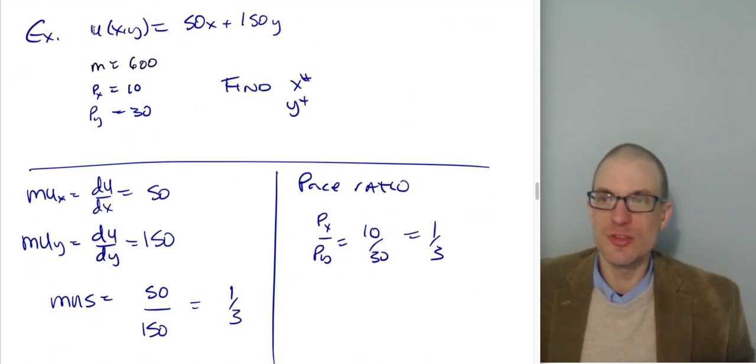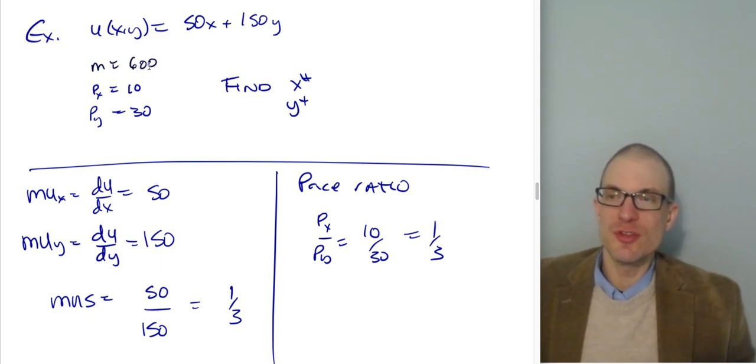So here, look at this utility function. My utility over good x and good y is 50 times the amount of good x plus 150 times the amount of good y. Suppose I have 600 units of income. Price of good x is 10, price of good y is 30. Find x star and y star.